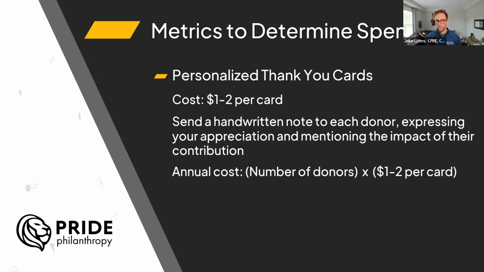So you want to just look at your number of donors and say, we have about this many new donors per year. We're going to spend $1.50 on average per card. And that's what we put in our budget. A lot of this is kind of nitty gritty. Why would I need to know this?